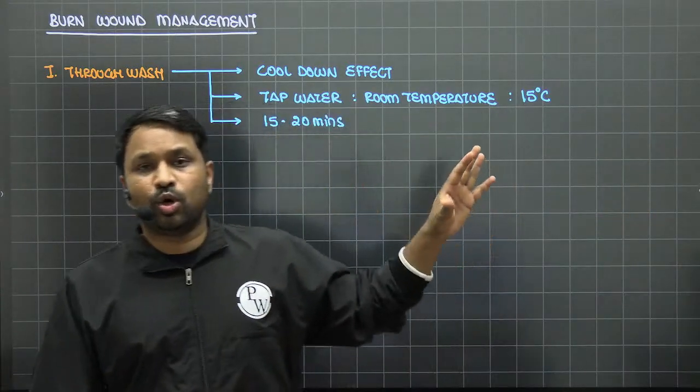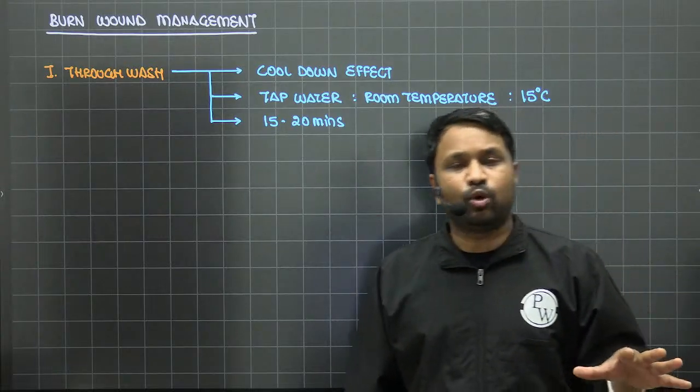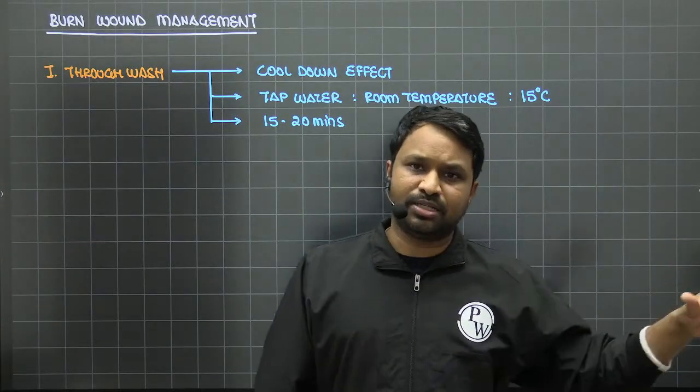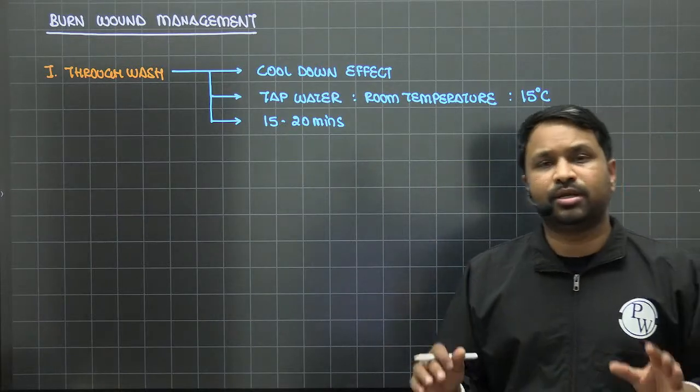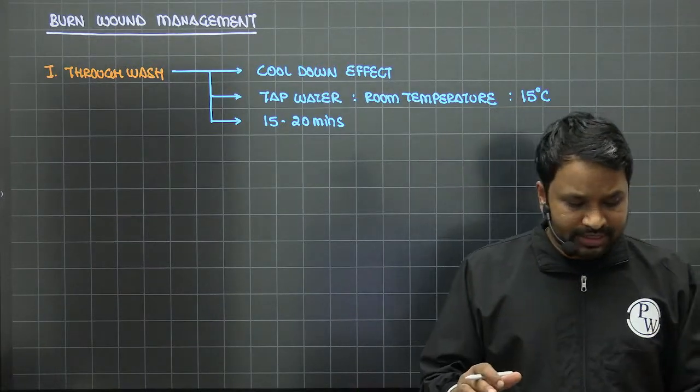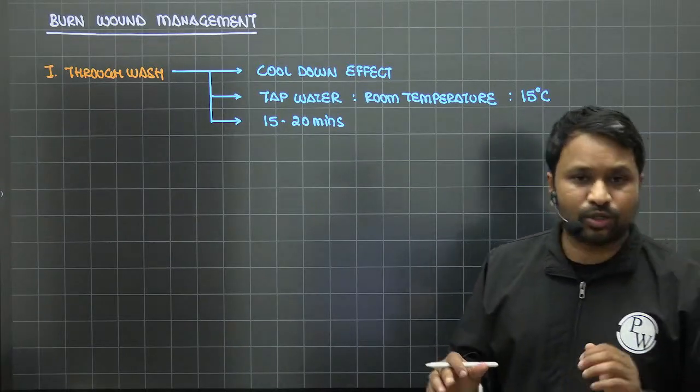So I'm going to do a cool down effect by giving a wash. I will use tap water, and the tap water which we consider putting across here is going to be at 15 to 20 minutes of wash, right? So this is the first thing that you're going to do, that is with respect to the thorough wash.